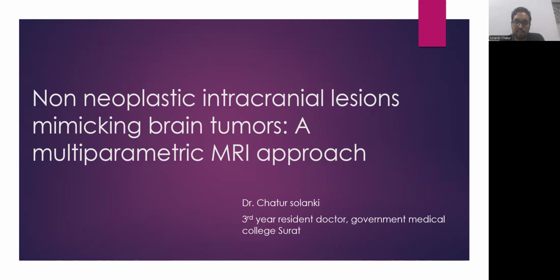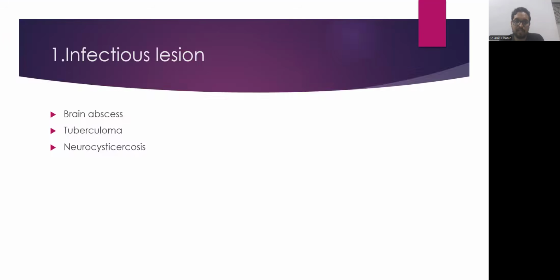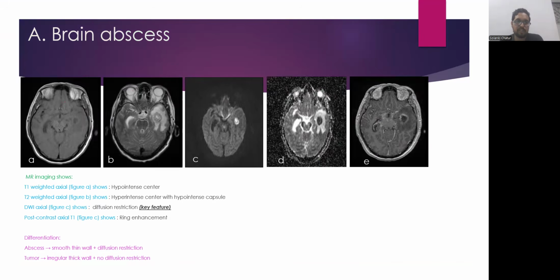Non-neoplastic lesions can mimic brain tumors on multi-parametric MRI. Infectious lesions include brain abscess, tuberculoma, and neurocysticercosis. In this MRI, the T1 weighted image shows a hypointense center, while the T2 weighted axial image shows a hyperintense center with a hypointense capsule.